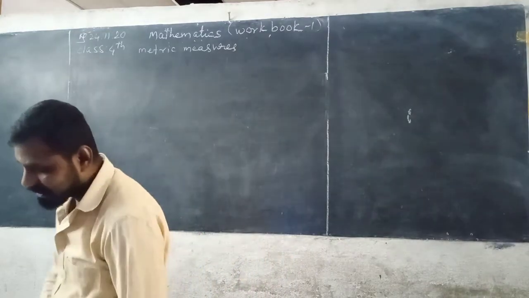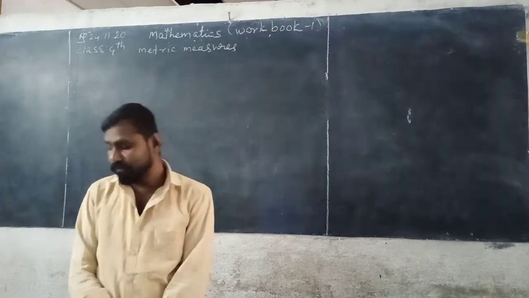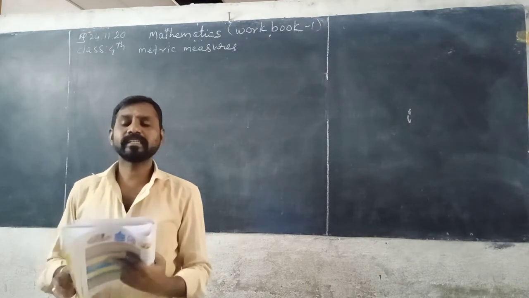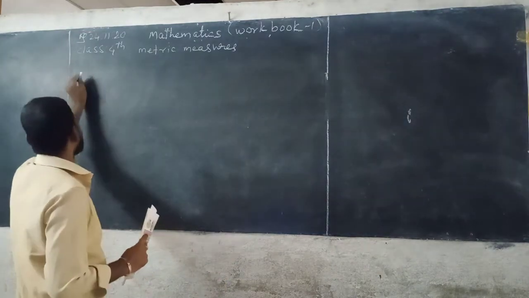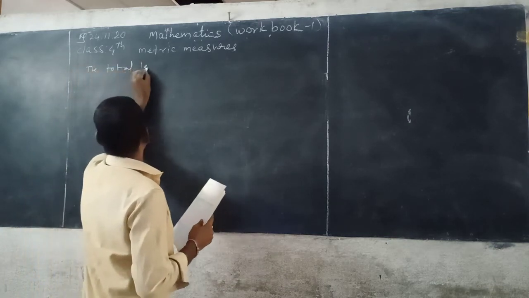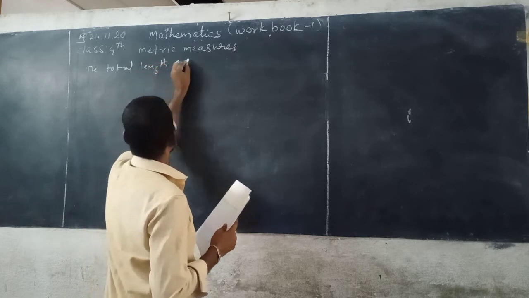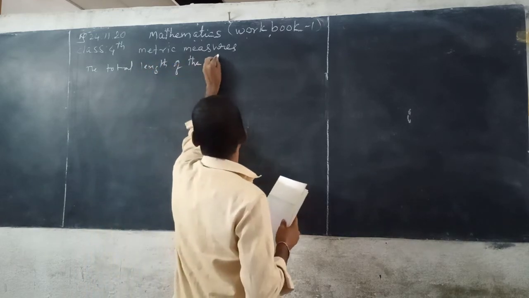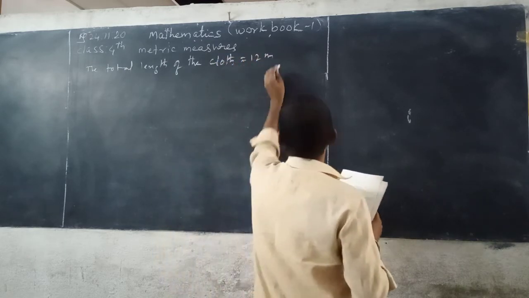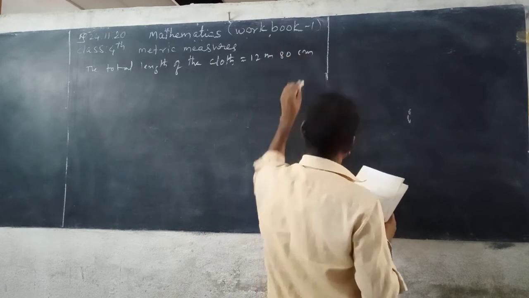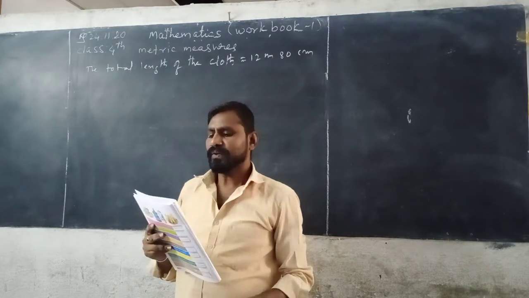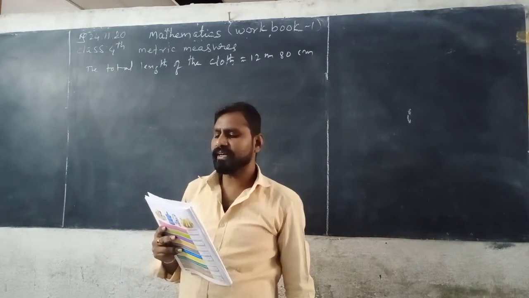So now I am explaining once again. Ahmed bought 12 meter 80 centimeter of stitching cloth. So you can write here, the total length of the cloth is equal to 12 meter 80 centimeter. See here, he stitched 3 shirts using 2 meter 20 centimeter for each shirt.